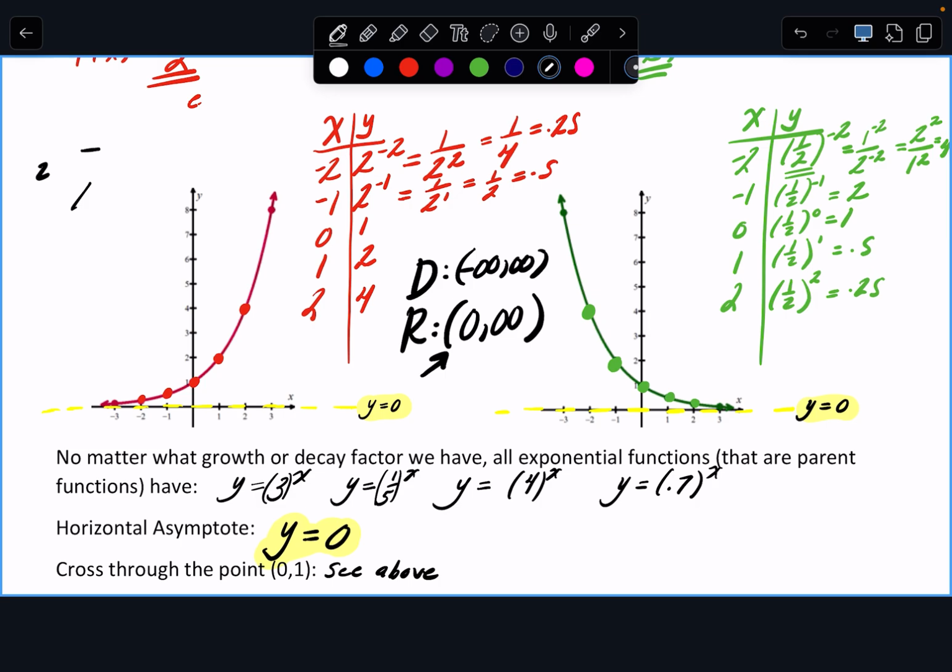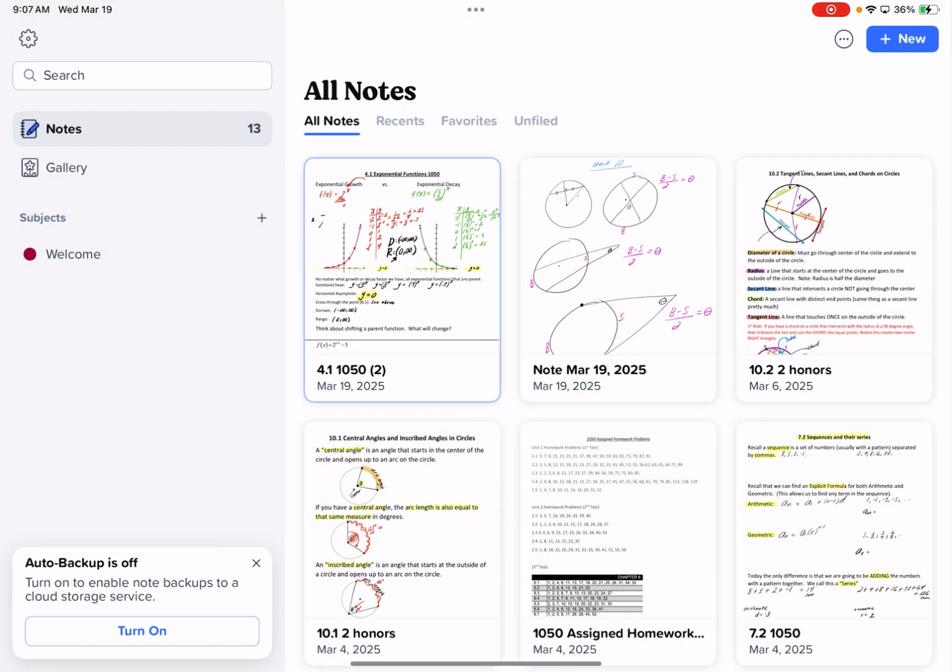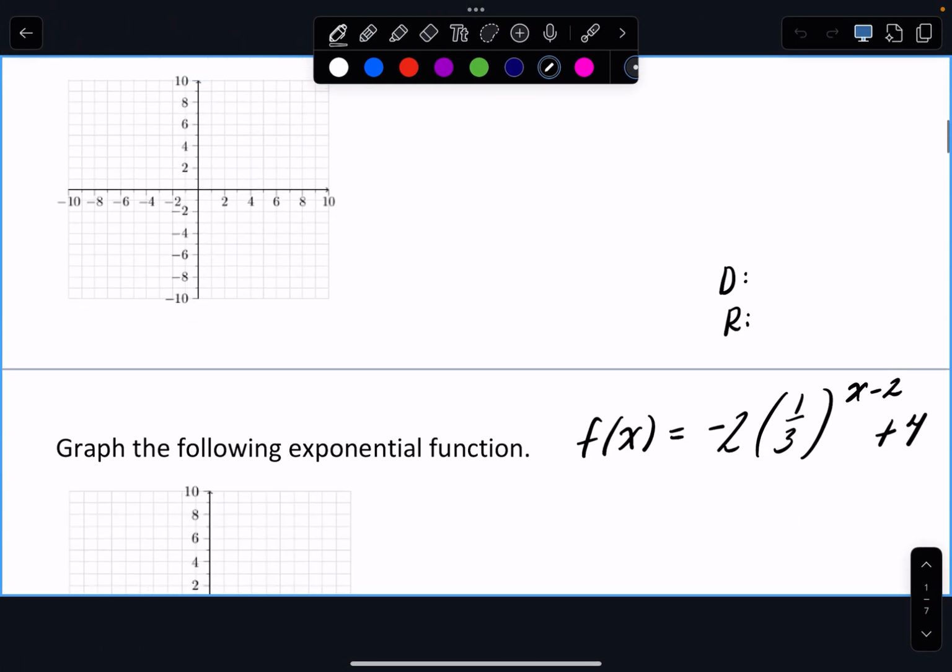And the domain wouldn't change, no matter if we shift left and right. But once I start shifting this up and down, won't the asymptote go with it? Yeah. So if I say up 7, you'd have a horizontal asymptote at 7. So yeah, shifts up and down change horizontal asymptotes. So let's go ahead and graph a shifted exponential.